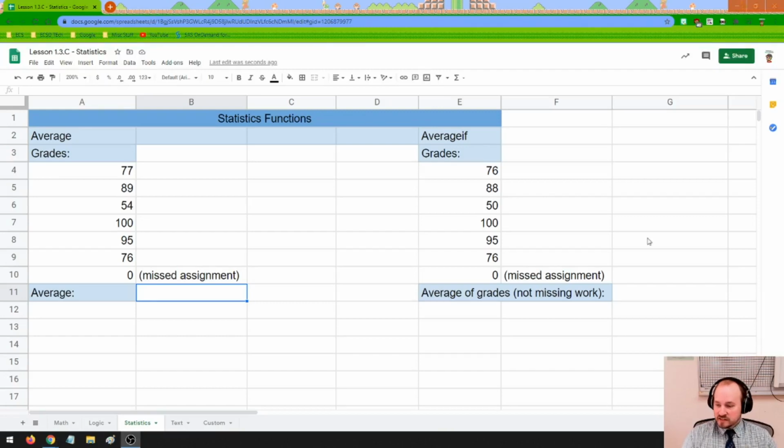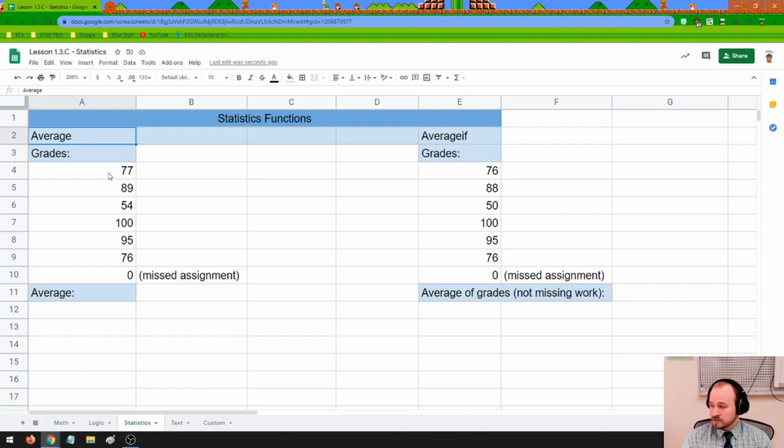All right, we are moving on to the next piece. We are now looking at 1.3.c. And this is a bunch of statistical functions. We're going to look at things like averages, mode, median, minimums, maximums, a lot of different things. So let's dive in with probably the easiest one that we'll be working with, which is the average.